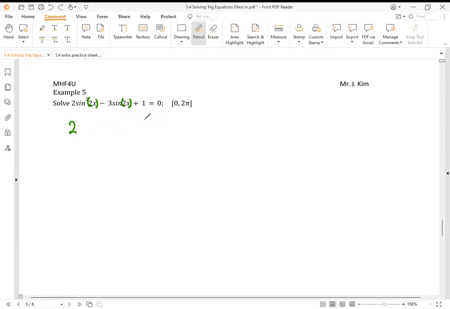Instead, go straight into substituting. You can say let a equals sine 2x, which means I have 2a squared minus 3a plus 1 equals 0. Go ahead. I'll give you a few minutes.